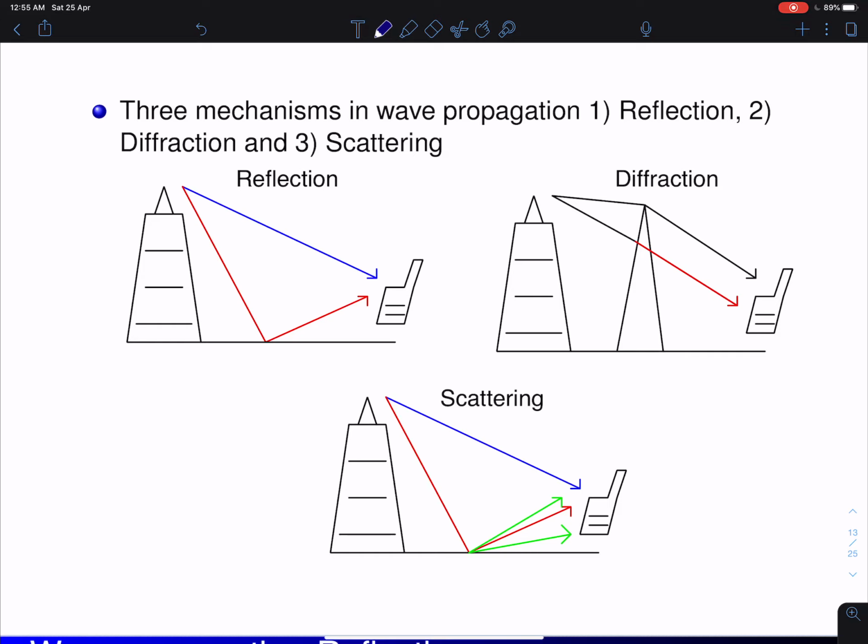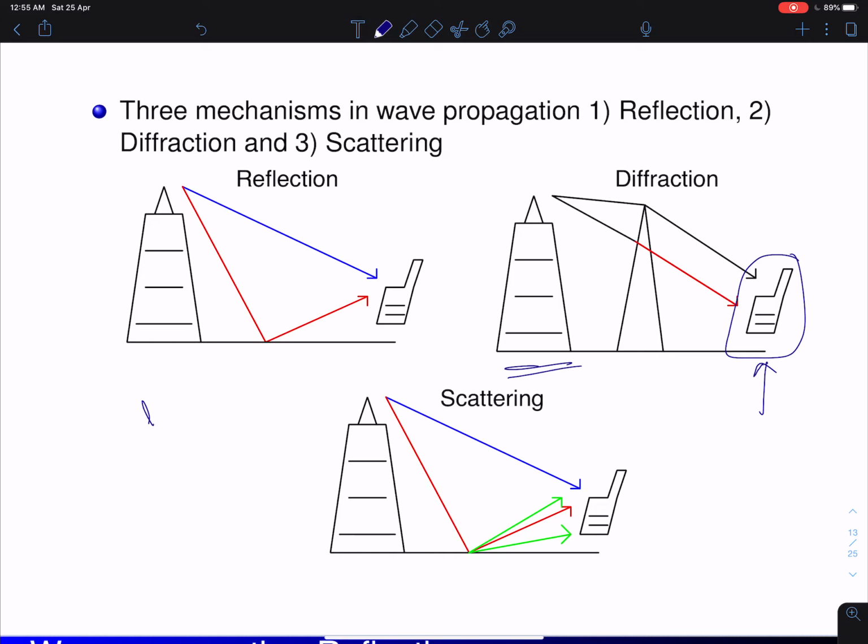So eventually the goal is to predict the power level that your cellular station receives from the base station. So that's our goal eventually. And if you recall, I discussed in the last lecture, there are two big mechanisms. One is called the large scale effects and the other one is called small scale effects.